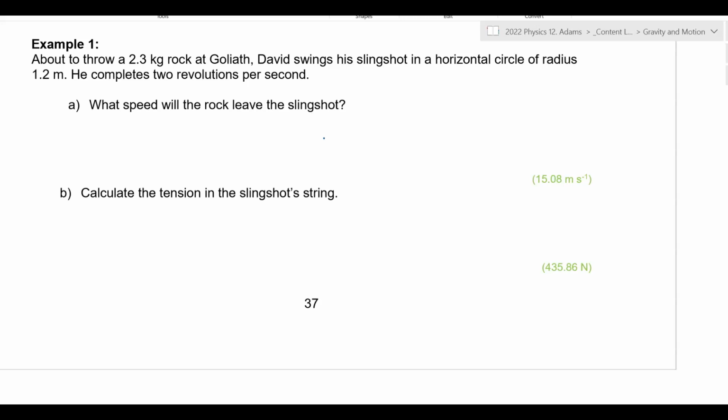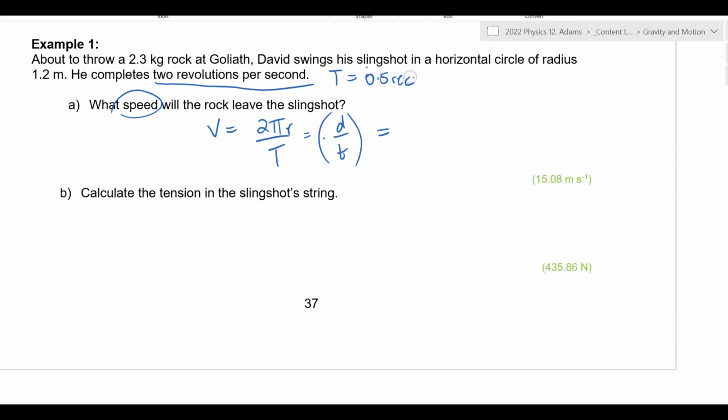Okay, so we've read the question, and the question is saying, what speed will it leave the slingshot? So we go to our formulas. v is 2 pi r on T, which is exactly the same as distance over time. Okay, it's saying it's got 2 revolutions per second, so our period is half a second, or what we could say is the frequency is 2 hertz.